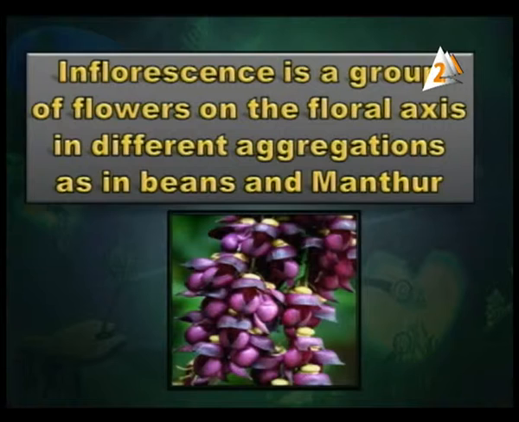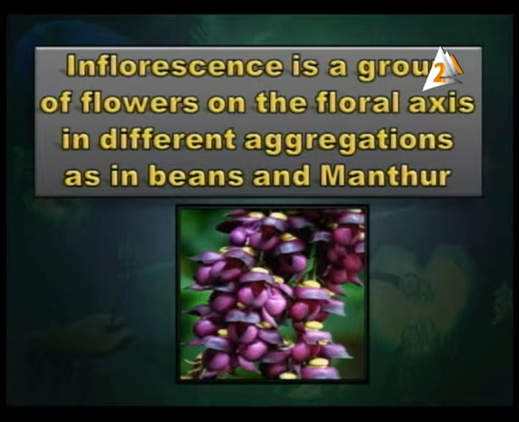The second type is the inflorescence. The inflorescence is a group of flowers on the floral axis in different aggregations, as in bean and mint. In this type of inflorescence, the shape of the aggregation may differ from one type to another. Maybe they are very compact or they are widely spread, a little bit away from each other. So the flower comes out from a leaf on the leaf axil called a bract. This bract is green or scaly and varies in shape and color from one type of plant to another.